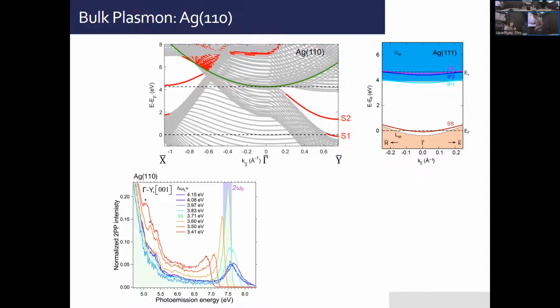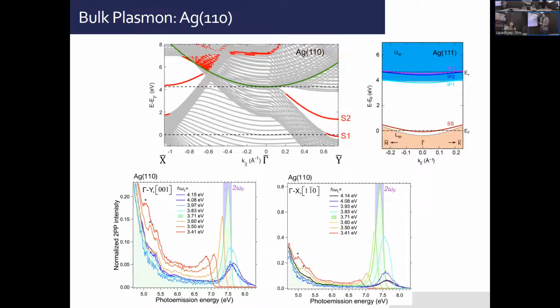Similarly, this peak hardly shifts with the photon energy. If we rotate the silver 110, because it's anisotropic, we can get a similar result where we observe a peak which hardly tunes with photon energy. So we claim that we also observe the bulk plasma excitation on the silver 110 surface. However, one special thing about the silver 110 surface is, from the DFT calculations, we have a surface state.